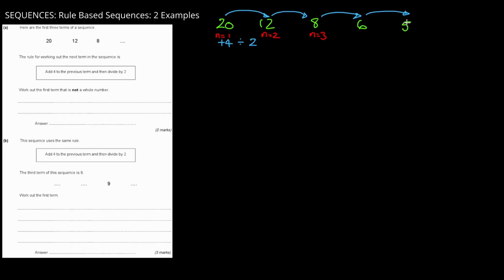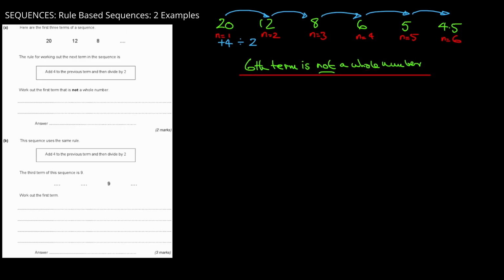I can see the next time we do this, because we've got an odd number, the next term, add 4 to this, we get 9, and divide 9 by 2, we get 4.5. And what term is this? Well, n equals 4 here, n is equal to 5 here, n is equal to 6. So the answer is the 6th term, and that is your answer.